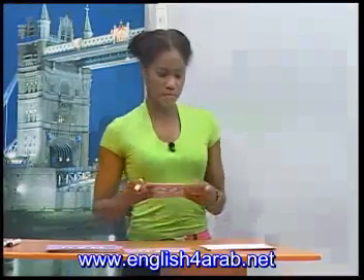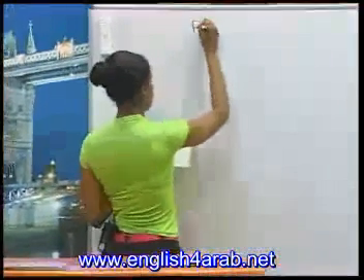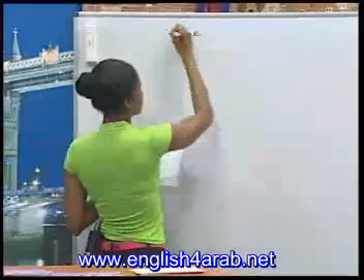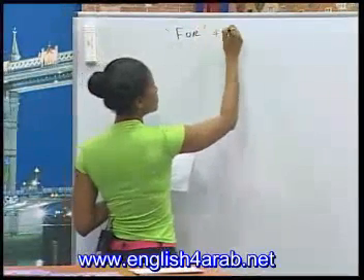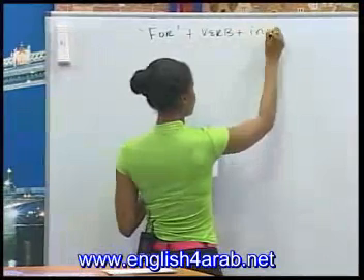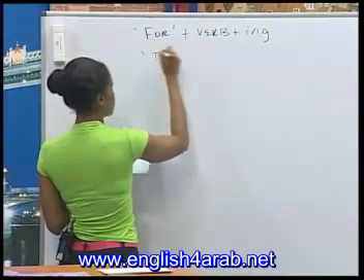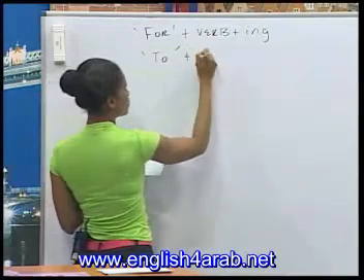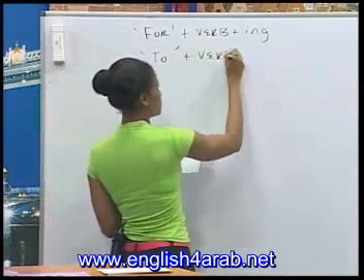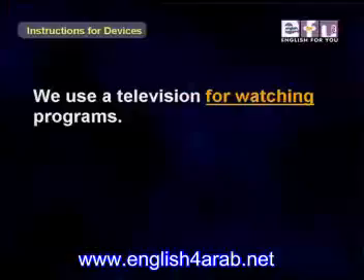Now, when we want to talk about how or why we use something like a machine, we usually use for plus your simple verb plus ing, or to plus your simple verb. Let's have a look at some examples.